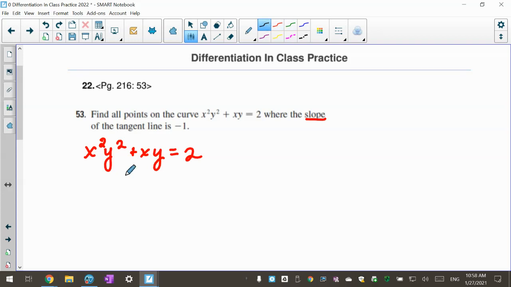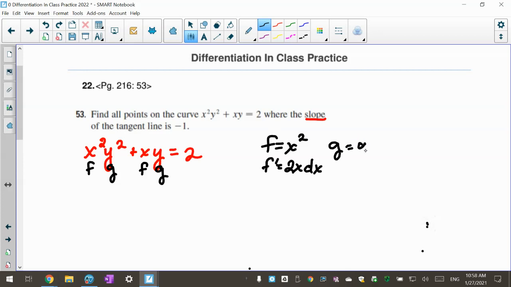As I look at this, I see that I have a product rule going on here. So there's my f and g of my function. And I also have a product rule going on here. So before I do the derivative, I'm going to set up my f and g's. So my first f is x squared. My f prime is going to be 2x. And don't forget your derivative with respect to x. Your g is y squared. Your g prime is going to be 2y, the derivative with respect to y.